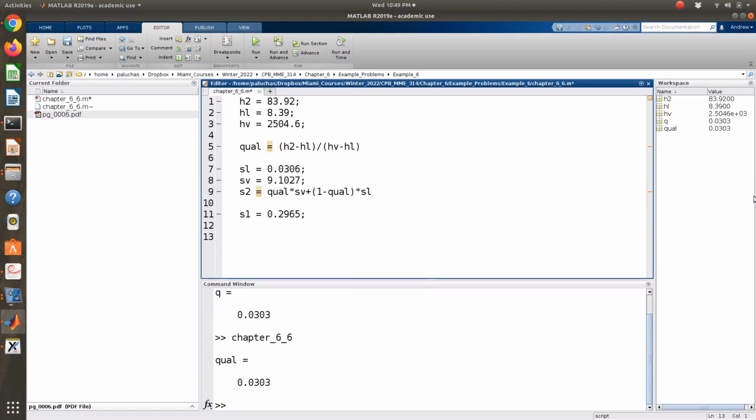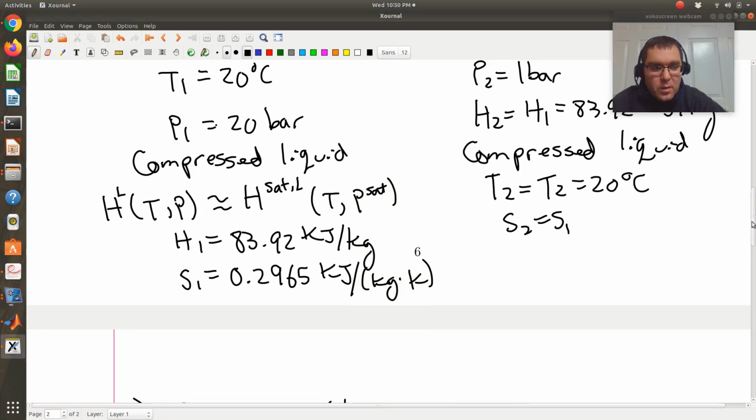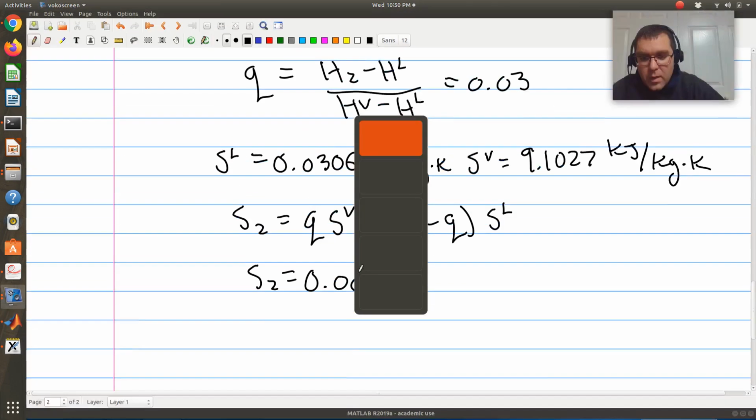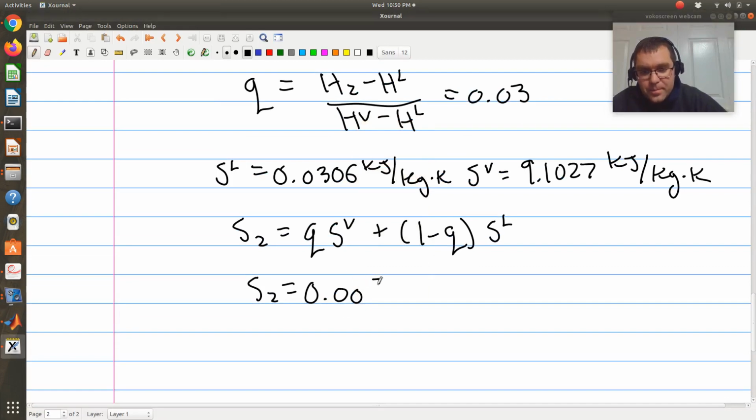So then we end up with Sgen equal to S2 minus S1. Let's see. So we'd get an entropy generation that's positive. It's pretty small. It's 0.0086. All right, so we get an Sgen of 0.0086 kilojoules per kilogram Kelvin.